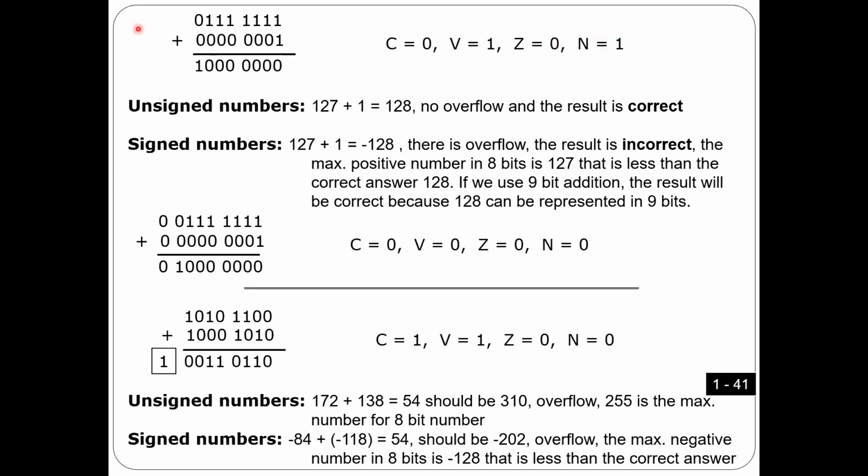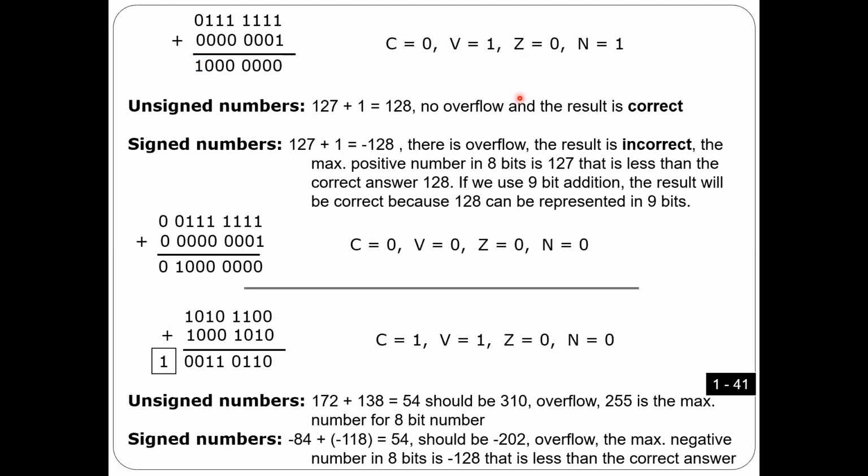Now look at the carry. When I did addition, there was a carry here. Here, no, there was no carry. That's why it is zero, right? Look at the overflow. Look here, guys. This is a positive number. This is a positive number. I got negative number. Yes. So there is signed overflow.